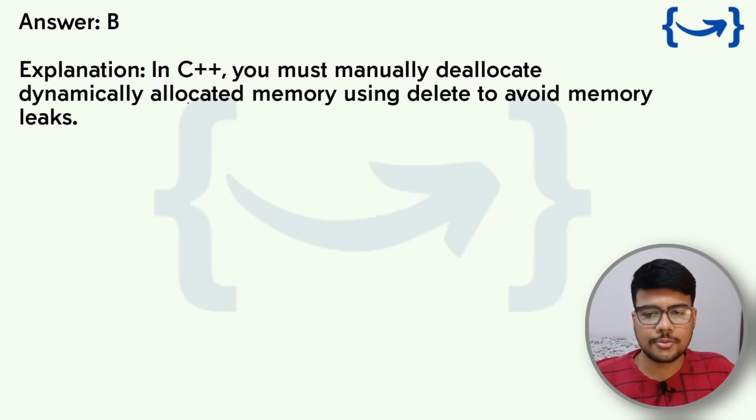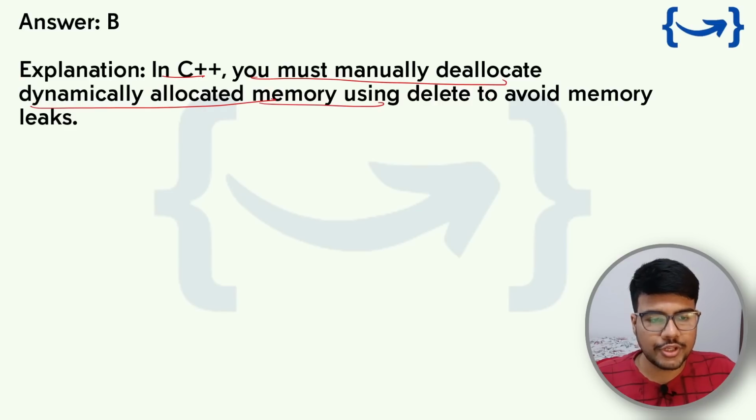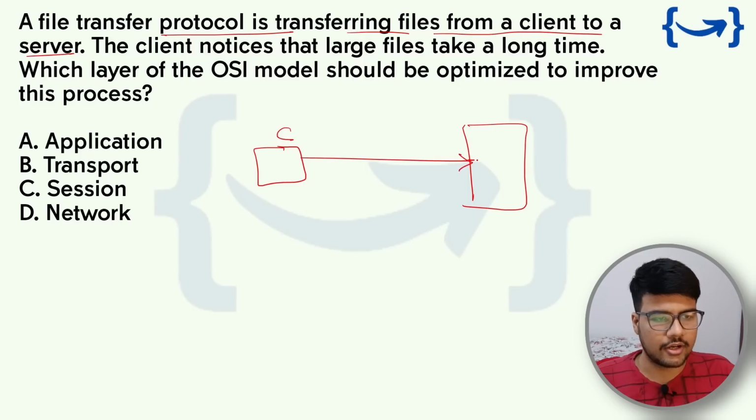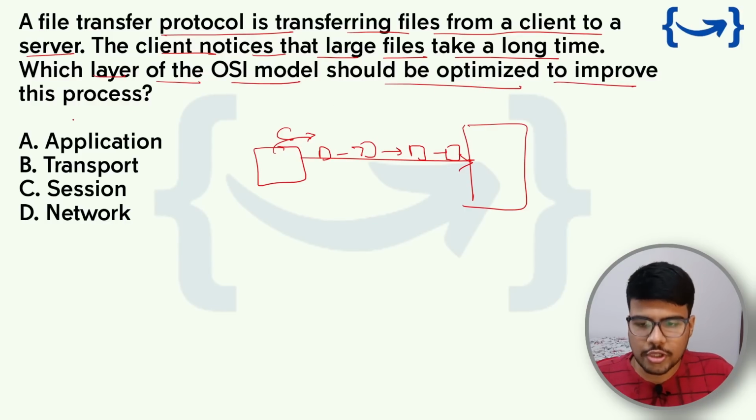Let's see, B is the right option because in C++ you must manually deallocate dynamically allocated memory using delete to avoid memory leakage. Now a file transfer protocol is transferring files from a client to a server. Okay, let me create a client and a server, and the file has been transferred here. The client notices that large files take a long time, so it takes much time to be received on the server side. Which layer of the OSI model should be optimized to improve this process?